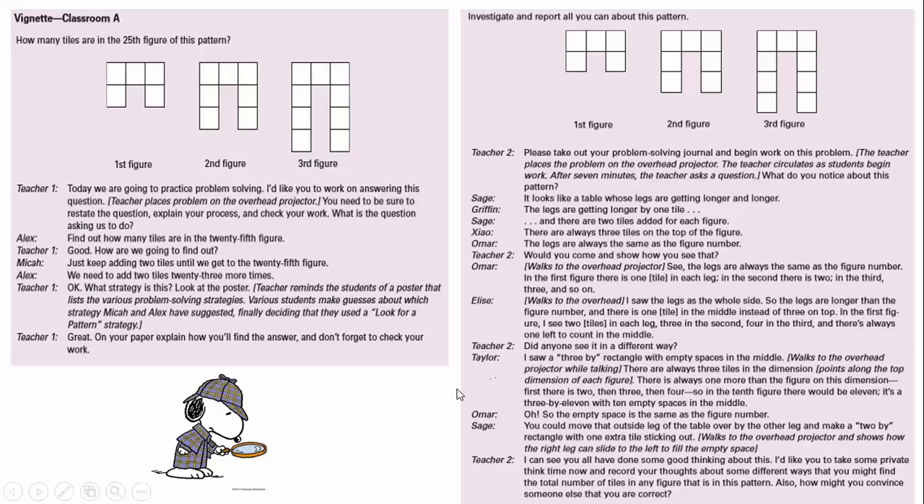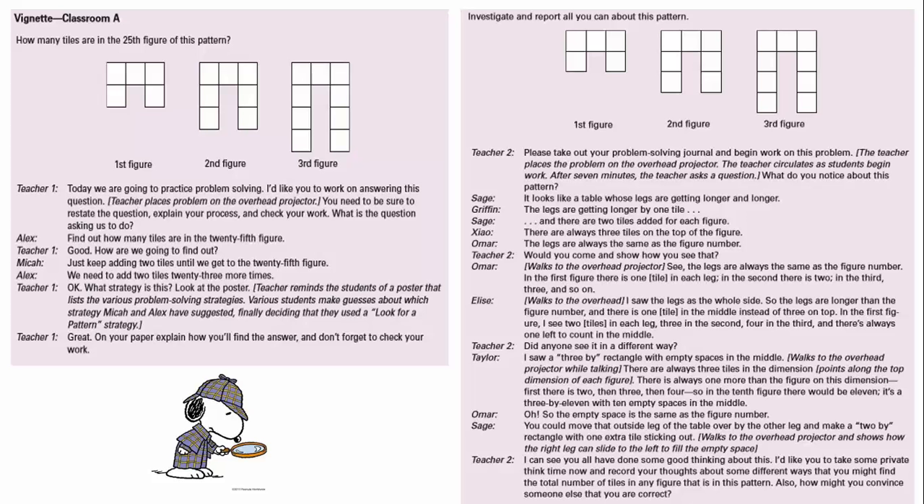This is an example of a teacher and a student acting out a classroom problem. Teacher 1 here says, today we're going to practice problem solving. I'd like you to work on answering this question. You need to be sure to restate the question, explain your process, and check your work. What is the question asking us to do?